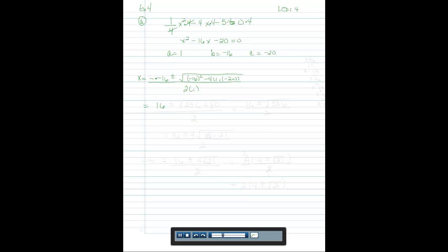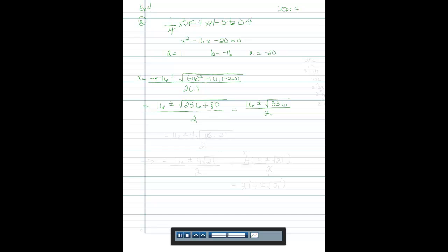We have 16 plus or minus the square root of, we'll find 16 squared, 256. And then we have negative 4 times 1 times negative 20. That gives us positive 80, all over 2. Add 256 and 80. We have the square root of 336 all over 2.